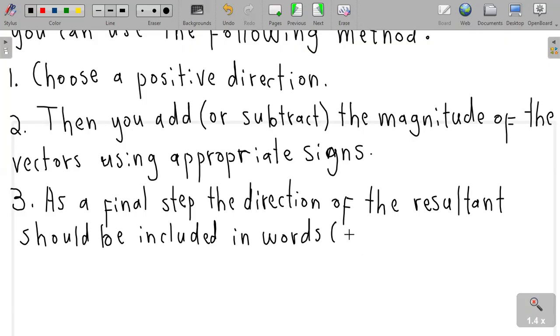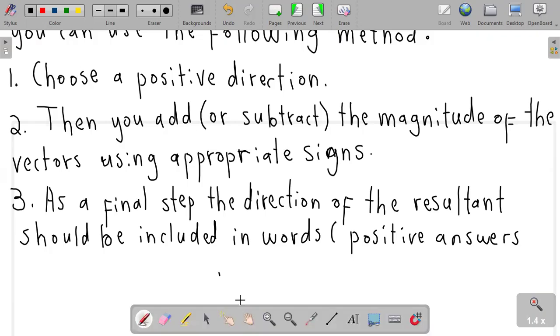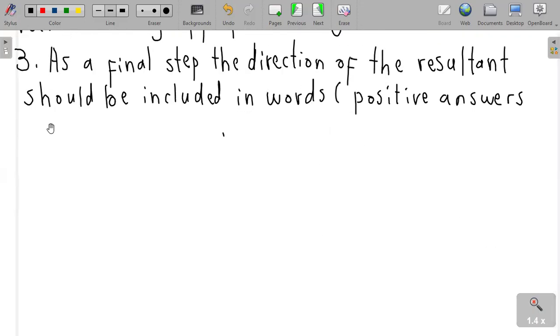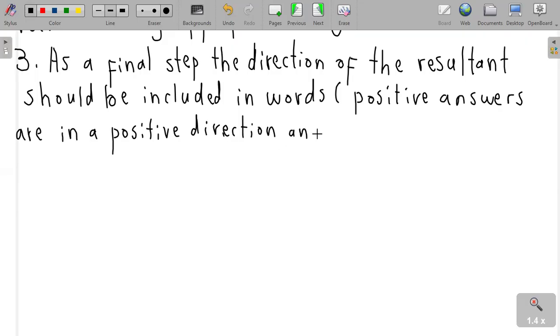So what does this mean? This means that positive answers are in a positive direction and negative answers are in a negative direction.